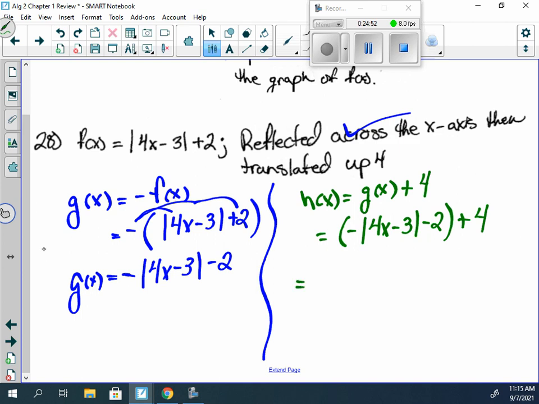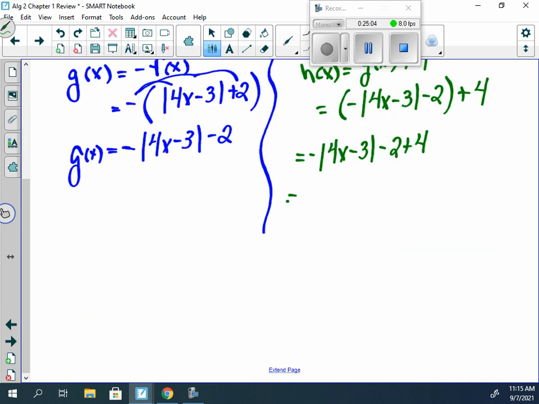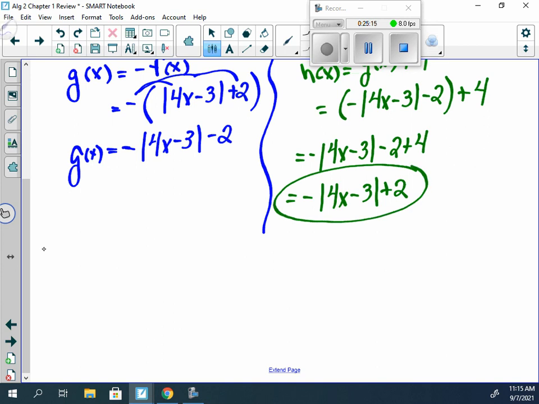Now I don't have anything outside those parentheses, nothing's affecting it, so I can just drop it. Negative absolute value of 4x minus 3 minus 2 plus 4. Negative 2 plus 4 is plus 2. And that is it. Any questions on this here?